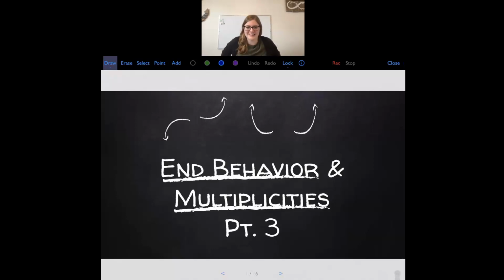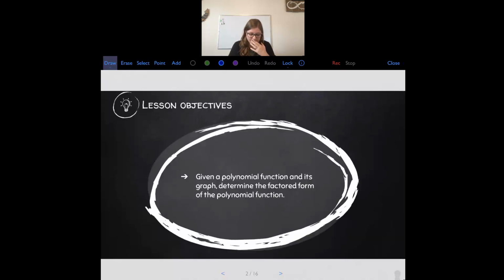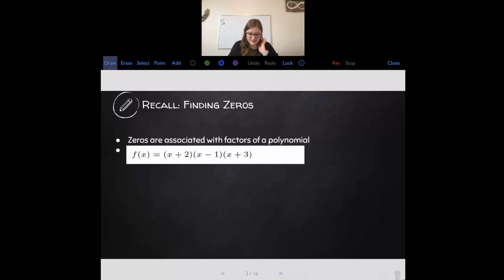Okay, this is our last lesson on end behavior and multiplicities. We will be putting together what we previously learned in this lesson regarding our leading term to determine our end behavior, and finding the zeros to talk about what's happening at the x-intercepts, okay? So our goal is, given a polynomial function and its graph, we are going to determine the factored form of the polynomial function. Okay, so remember that zeros are associated with the factors of polynomials.